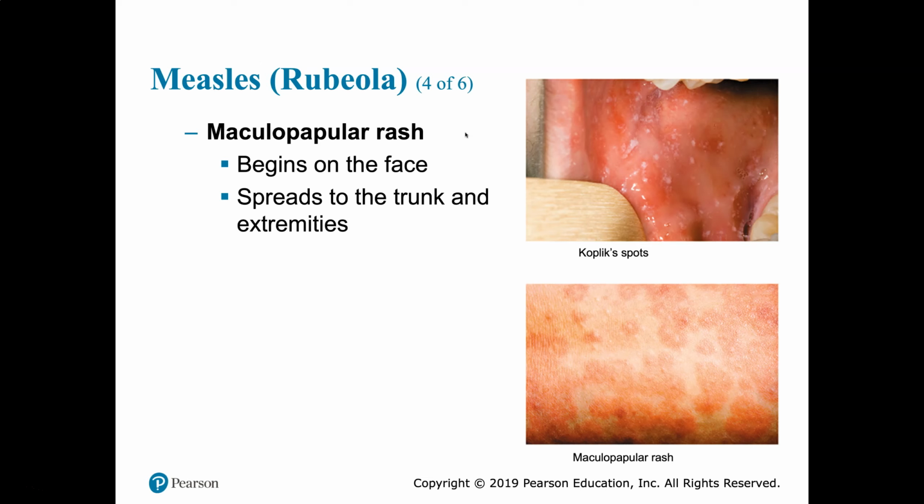These are the Koplik spots on the top here. Red spots with white dots. Red spot, white dot. And then this is the maculopapular rash on the skin. Starts on the face and head and goes down to the trunk and the extremities.